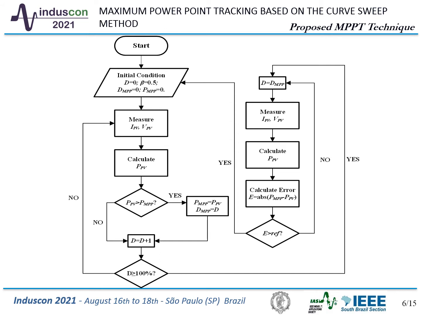The control system must ensure that the SEPIC converter operates with a duty cycle DMPP so that the maximum power can be extracted. The output power of the PV device is continuously monitored, and if the absolute error E is less than a given value beta imposed by the designer, then the algorithm returns to the beginning of the flowchart.